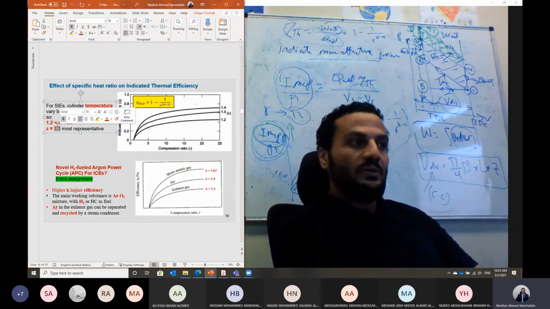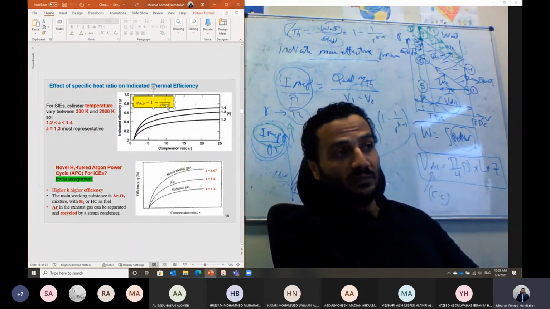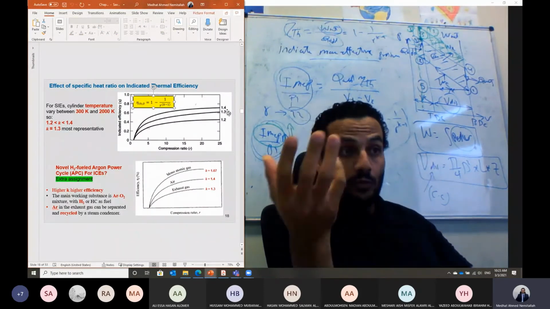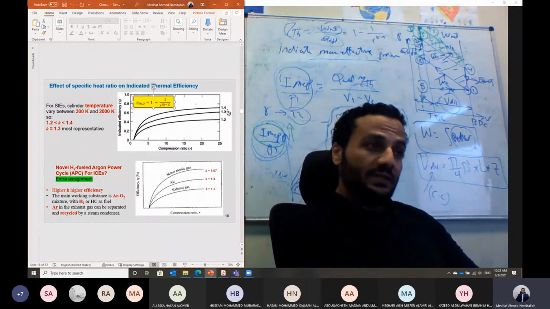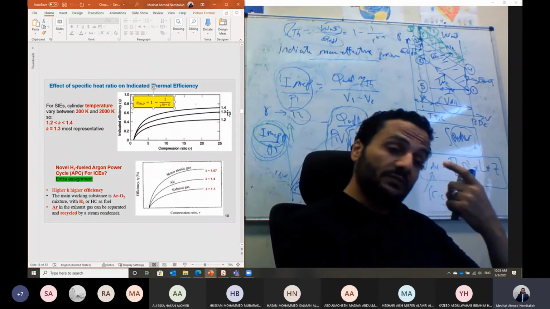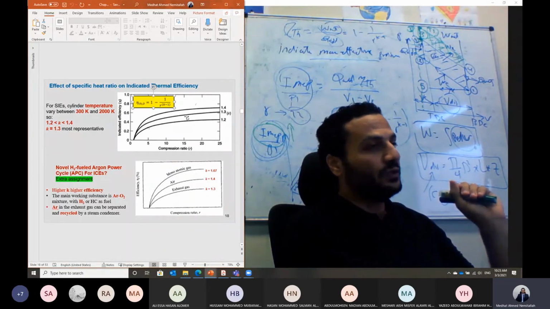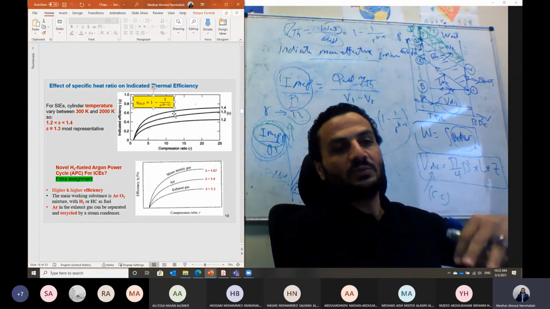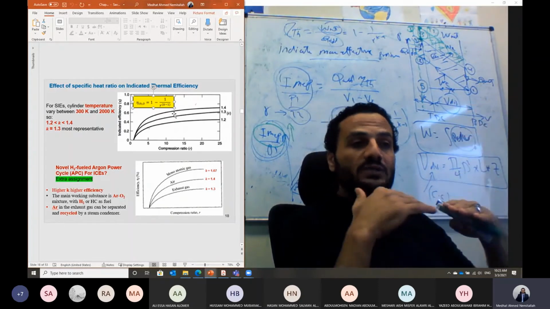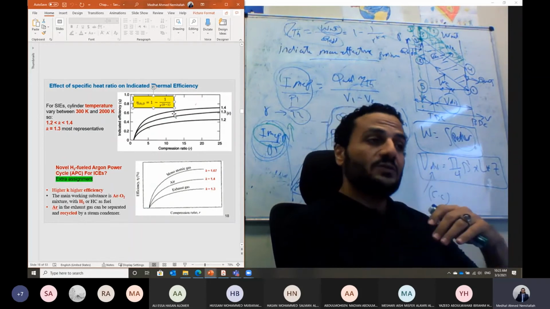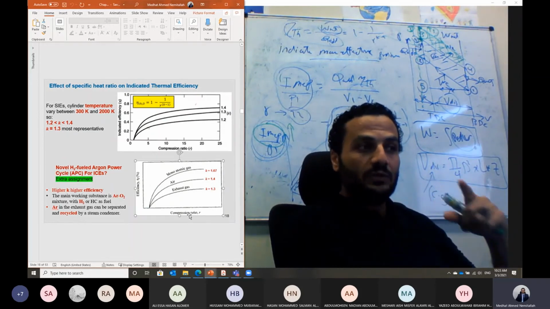Based on this thermal efficiency, we can improve it if we use a working fluid that has a higher specific heat ratio value of K. So if we increase the value of K from 1.2 to 1.3 to 1.4, as you can see, the thermal efficiency has improved. So if I'm using another working fluid instead of air, in this case we can improve the efficiency.